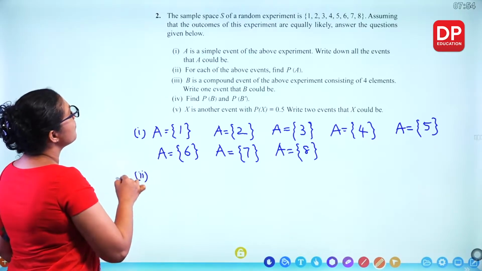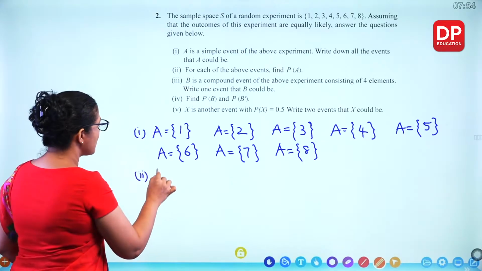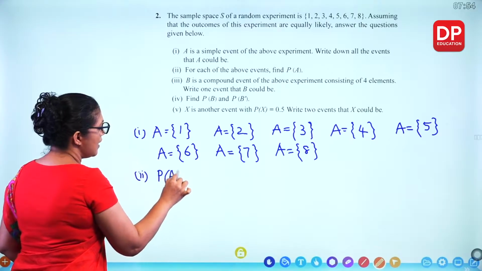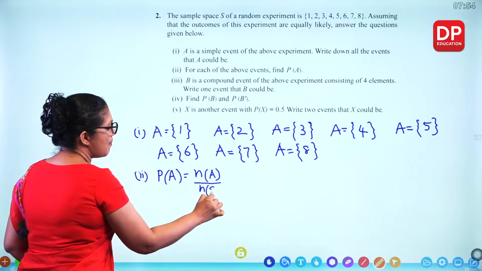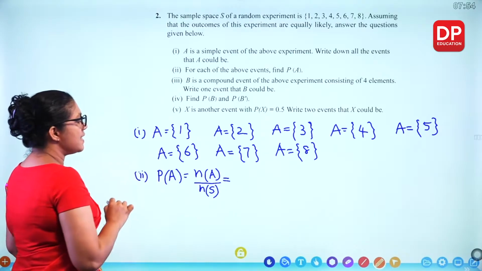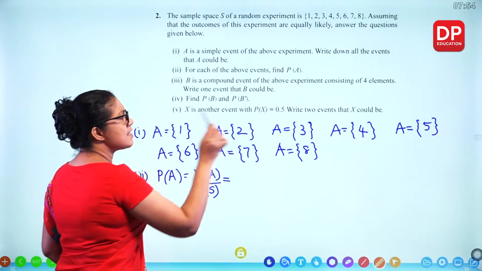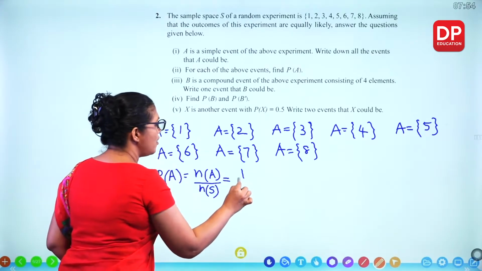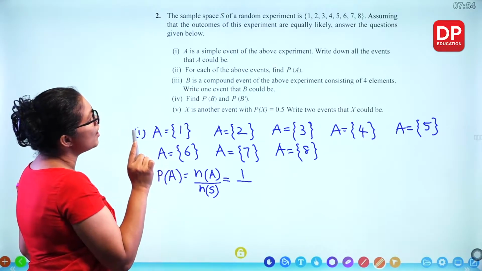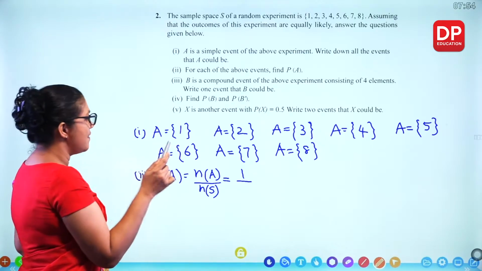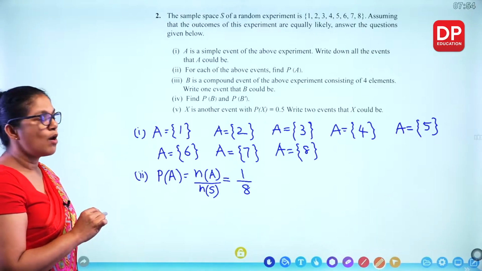Part 2. For each of the above events, find the probability of A. So what's the probability of A? n(A) over n(S). Number of elements in A over number of elements in the sample space. n(A), always this is 1 element. So 1 over, how many numbers are there? 1, 2, 3, 4, 5, 6, 7, 8. There are 8 numbers. So always the probability is 1 over 8.